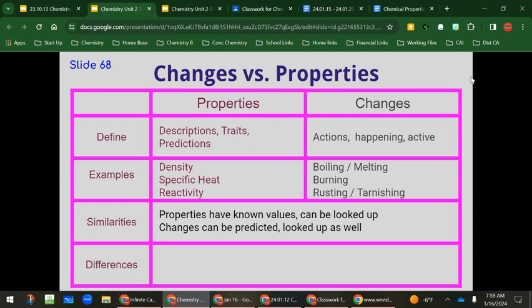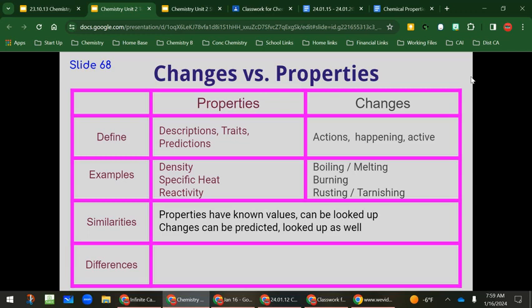So you can look up the boiling point of water. You can look up the density of water. You can look up all of these things in the handbook. Well, you can also look up chemical properties as well. Okay? So properties are known values and they can be looked up. Changes can be predicted and looked up as well.